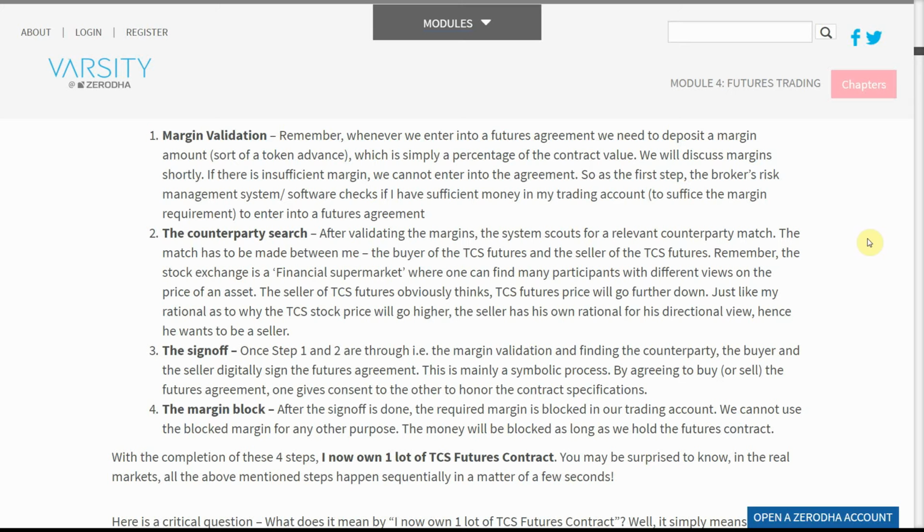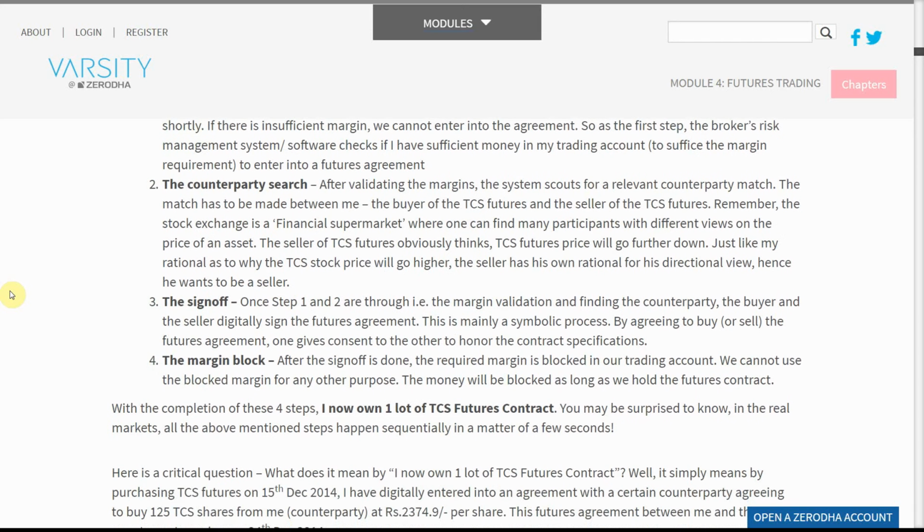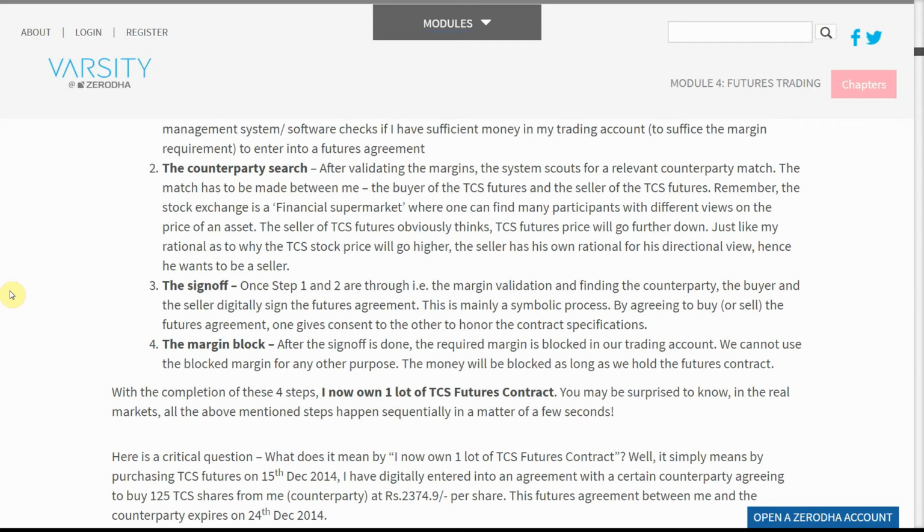The counterparty search after validating the margins. The system scouts for a relevant counterparty match. The match has to be made between me, the buyer of the TCS futures, and the seller of the TCS futures. Remember, the stock exchange is a financial supermarket where one can find many participants with different views on the price of an asset. The seller of TCS futures obviously thinks TCS futures price will go further down. Just like my rationale as to why the TCS stock price will go higher, the seller has his own rationale for his directional view. Hence he wants to be a seller.